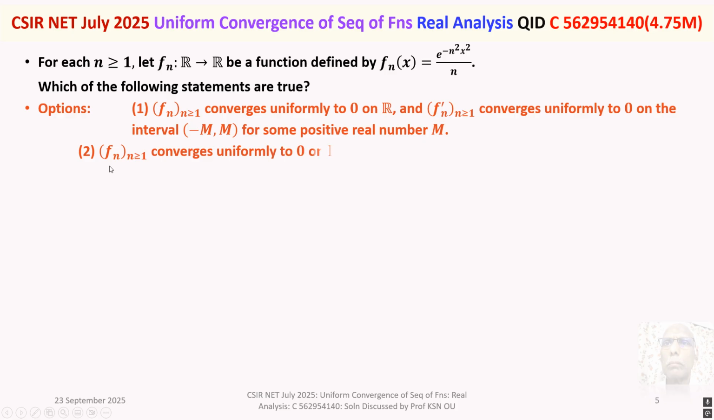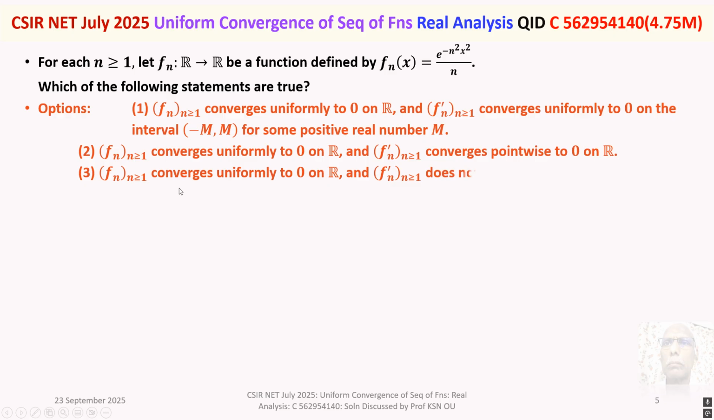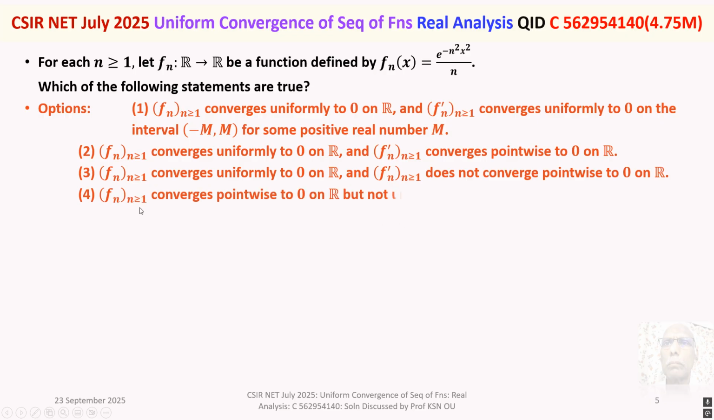Option 2, the sequence Fn converges uniformly to 0 on R, and the sequence Fn prime converges pointwise to 0 on R. Option 3, the sequence Fn converges uniformly to 0 on R, and Fn prime does not converge pointwise to 0 on R. Option 4, the sequence Fn converges pointwise to 0 on R but not uniformly on R.